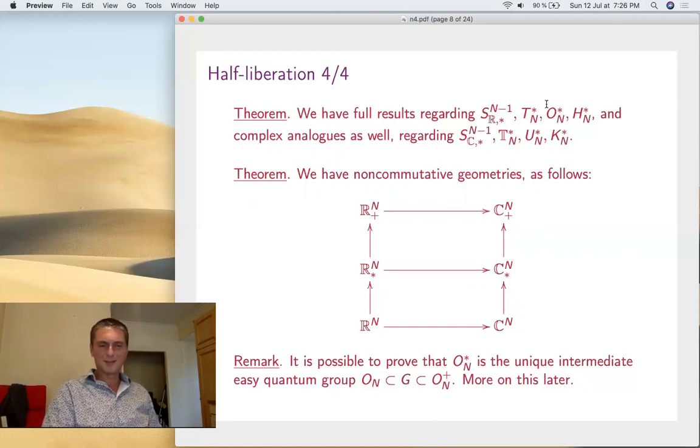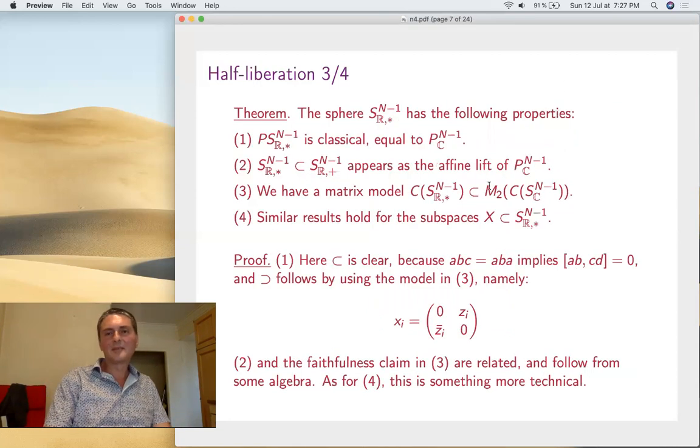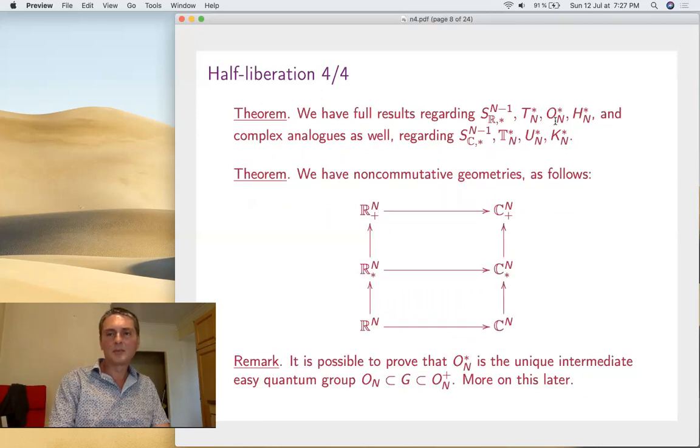Actually, I'm involved with some of them, but the story is that Bichon and Dubois-Violette did it for O_N^*, following some work of Mayer, Curran, and Speicher. I think this idea of the 2x2 model comes from me and Curran and Speicher, some probabilistic things. And before that, it was me and Roland Vergnioux. We looked at O_N^*. Yeah, long story. Anyway, in this kind of results, this affine lift model, it was Bichon and Dubois-Violette here for O_N^*. And then Bichon for all these things, and then with me in the complex case too.